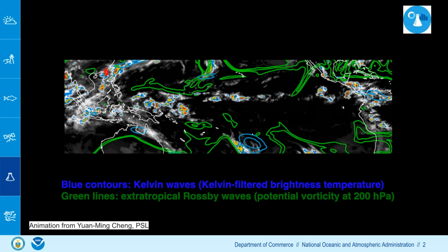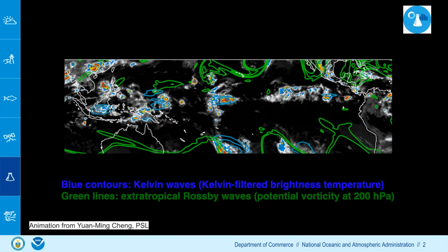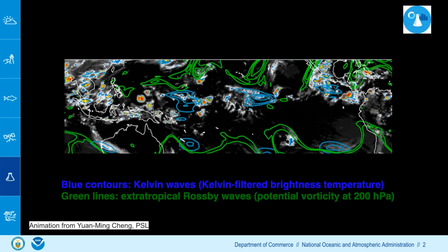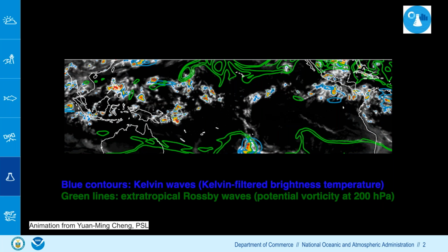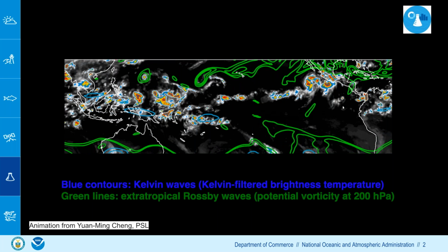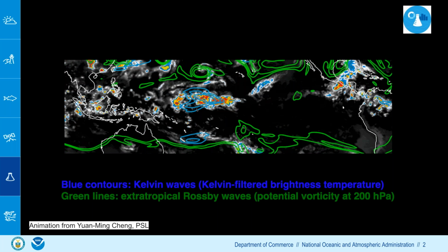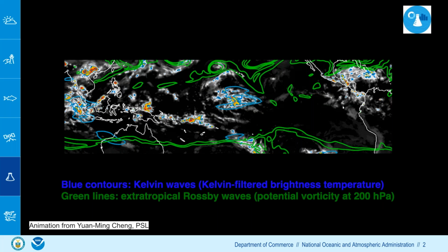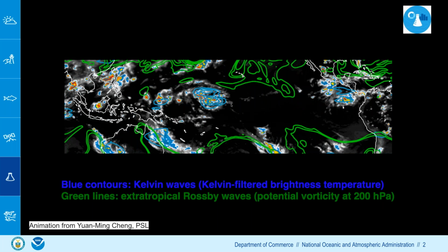So I'll jump right in, and I'd like to start off with this nice animation that I borrowed from Yuanming Cheng here at PSL. It shows that in the tropics, convection closely interacts with synoptic scale features, like here. So convectively coupled equatorial waves are seen as blue contours propagating eastward in this animation.